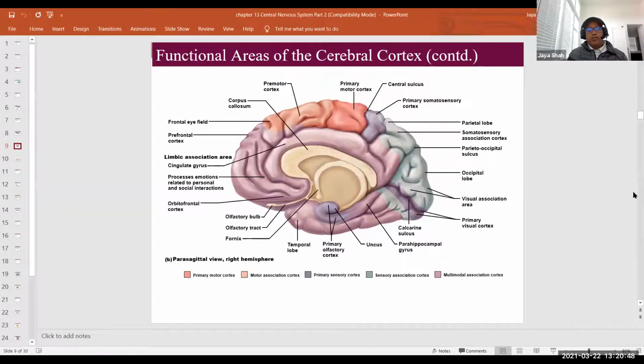And the same areas that you see from the lateral side are here on the medial side of the brain. In the medial side, you see there is the corpus callosum of the brain. There is the fornix, the cingulate gyrus.